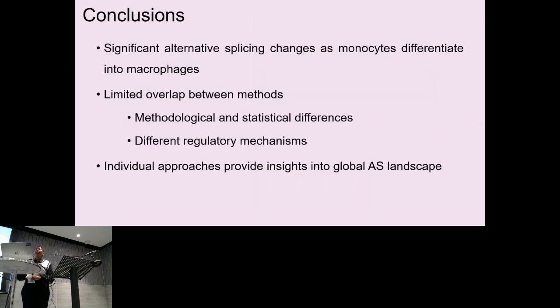And therefore, we can conclude that there are significant alternative splicing changes as monocytes differentiate into macrophages. We also see that between count-based methods, there's limited overlap due to differences in methodology and the statistical analysis performed by each of these tools, and also because there are different regulatory mechanisms that control alternative splicing at different levels. However, we still see that these individual approaches can provide insights into the global alternative splicing landscape, and it has revealed that alternative splicing plays a role directly in the differentiation of monocytes into macrophages.